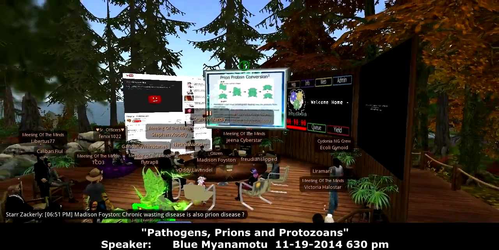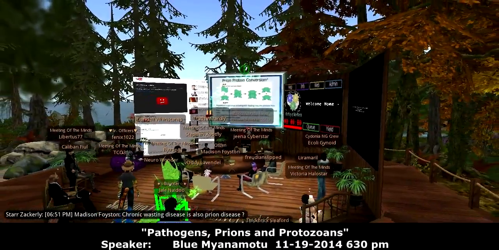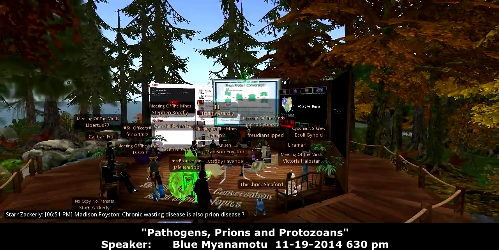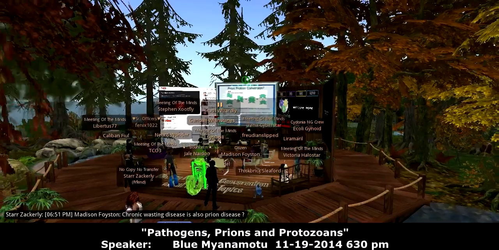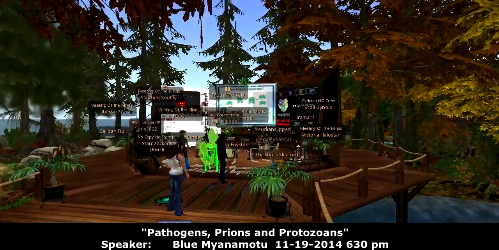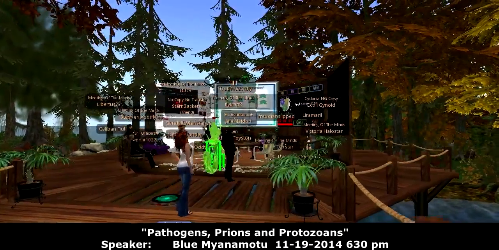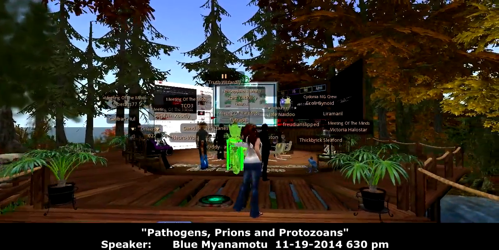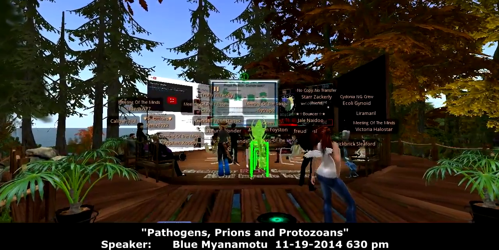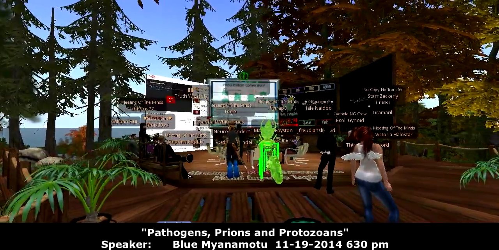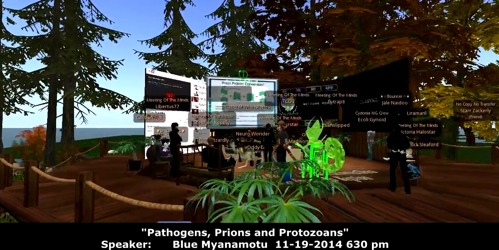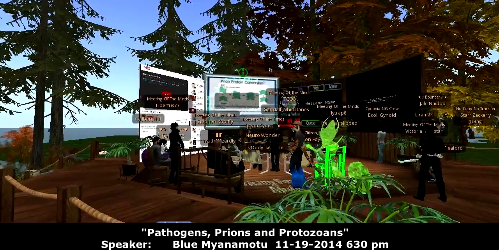Chronic wasting disease is also a prion disease. Like, for instance, sheep get this too. It's called scrapie. And in scrapie, when sheep get this disease, they actually will rub against a fence pole until they rub all the way down to the bone sometimes. They're just no longer conscious.